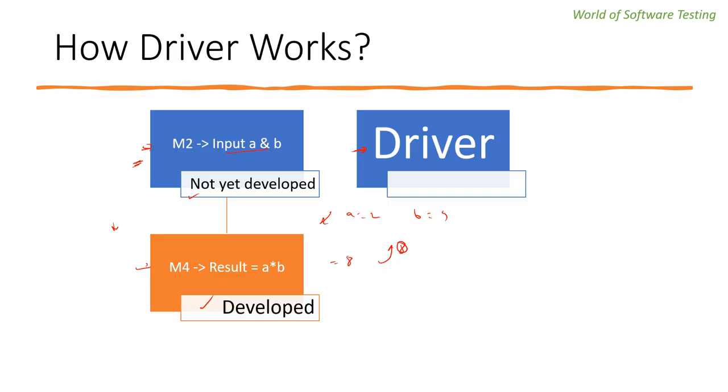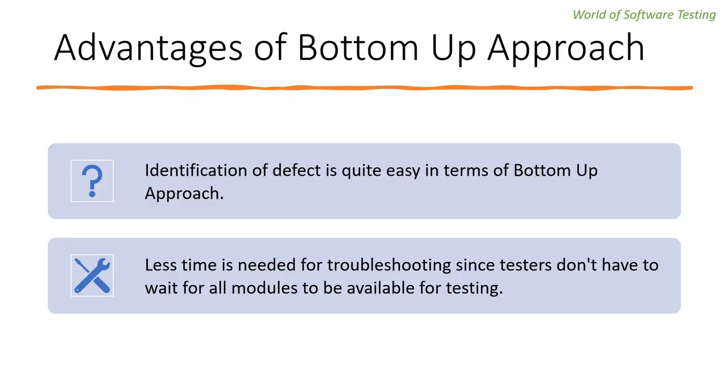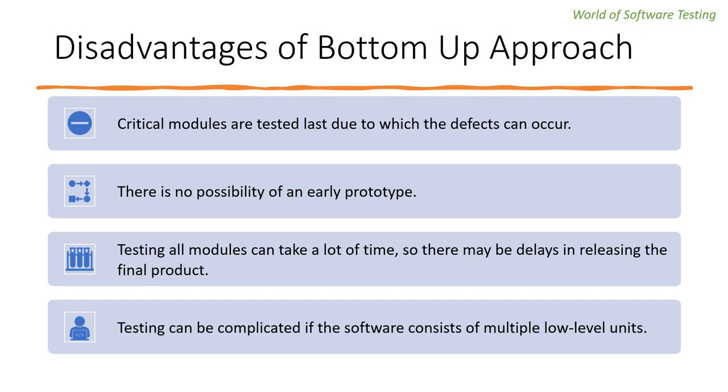So if we have multiple layers here, let's say here M8, M9, M10, M11 and so on, then it will be very difficult, and it's complicated if the software consists of such multiple low-level units. So these are the disadvantages of the bottom-up approach.